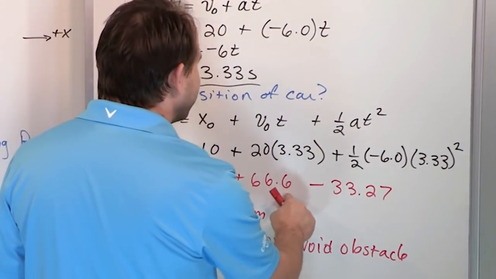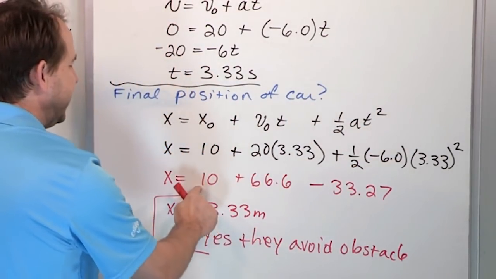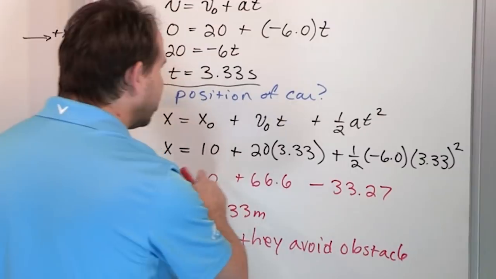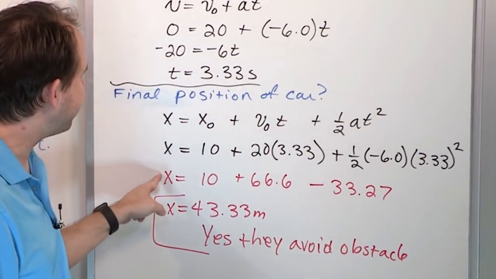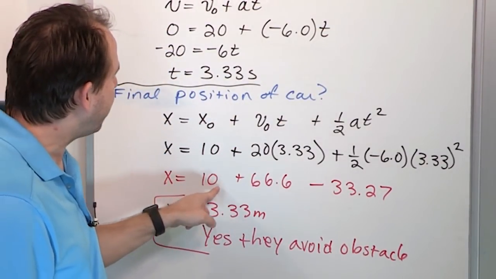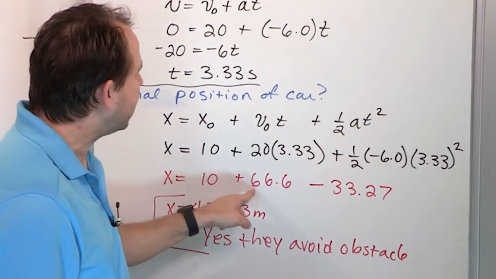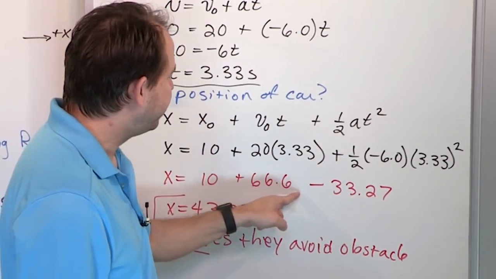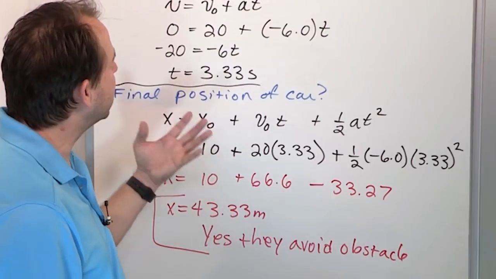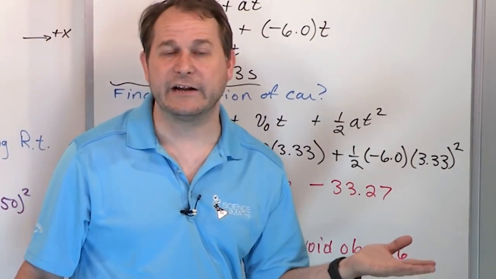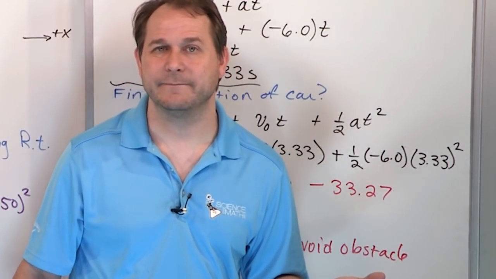Notice the way I broke this term out. I could have just written the answer, but I wanted to leave it as 10 plus this, and you can learn a lot from this. What we're saying is that the final position of the car is equal to where it started from, plus some distance traveled due to the 20 meters a second that it started with, due to its initial velocity, right?